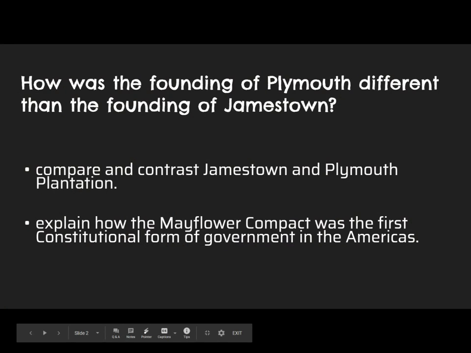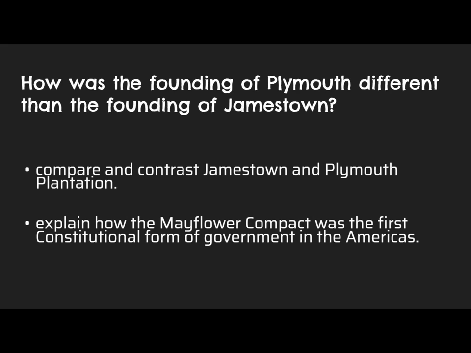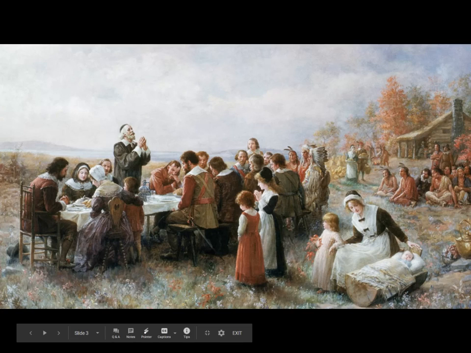These are two of the things that you should be able to do by the time you finish this lesson. You're going to be able to contrast Jamestown and Plymouth, and you're going to explain how the Mayflower Compact was the first constitutional form of government in the Americas.